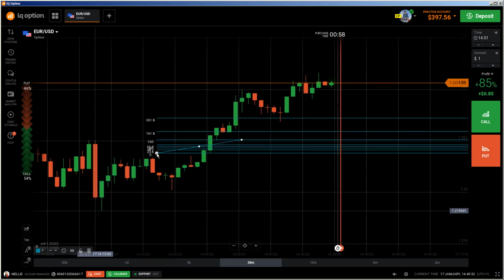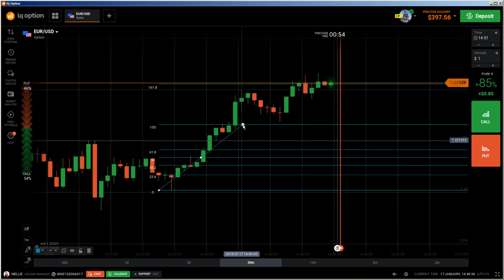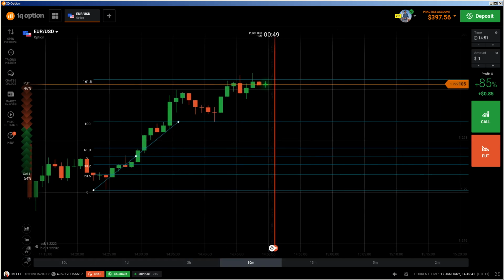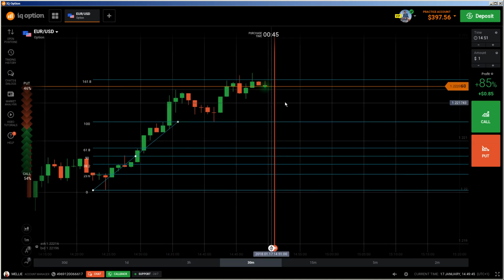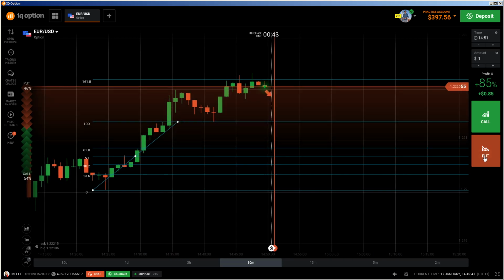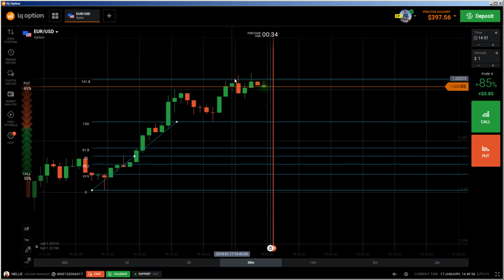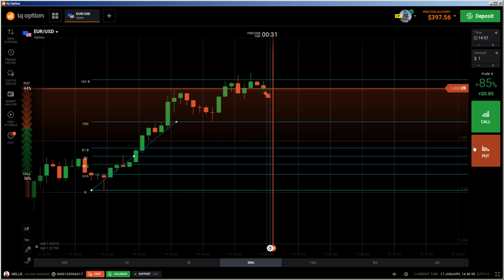So let me draw in some kind of manner here, something like this. You see, here this is fitting better. So let me see what is going on. I could do a put here, but I'm not sure, so we're going to wait. And you see, this was the 100 level. And now we have here the 161.8 level.